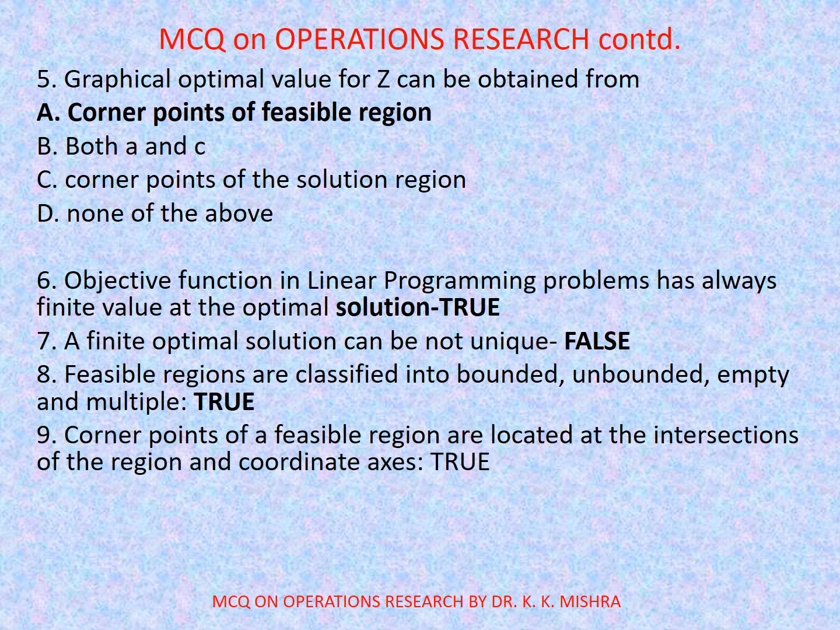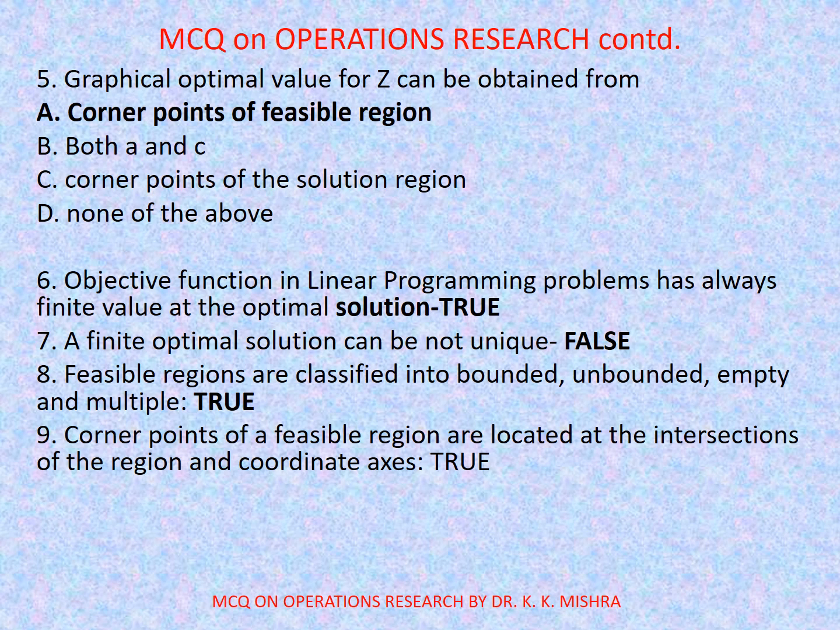Now, question number 5. Graphical optimal value for z can be obtained from. Options are A. Corner points of feasible region, B. Both A and C, C. Corner points of the solution region, D. None of the above. Correct option is A. Corner points of feasible region.